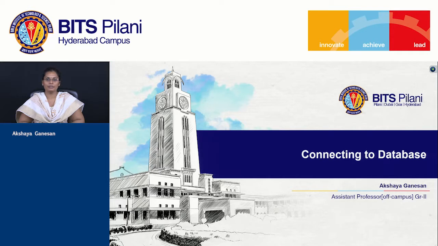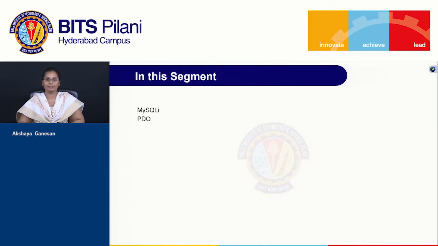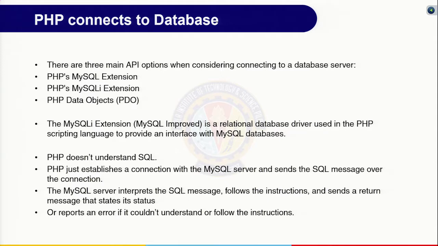Having understood the basic functions available with PHP, we will move into the database connection and see how PHP can communicate to the database and fetch data from the database server. There are three main API options when considering connecting to a database server: PHP's MySQL extension, MySQLi extension, and PHP data objects. The MySQLi extension, which is MySQL Improved, is a relational database driver used in PHP to provide an interface to the MySQL databases.